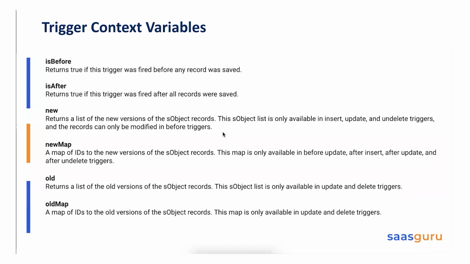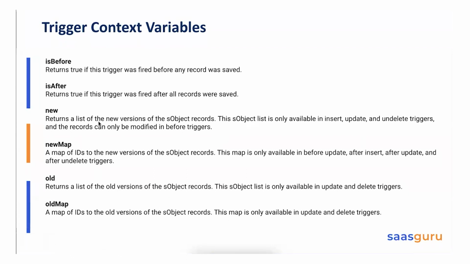What is the meaning of this? We write a for loop, and then we create an instance, and then we change the field value, and we don't need to write the update statement. We can do this with the new context variable.